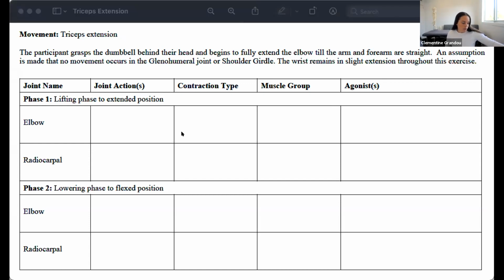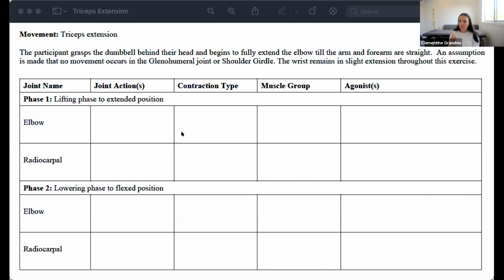With this, the elbow has been quite simple. It's the radiocarpal joint that's a little bit confusing. So let's first have a look at the little blurb. The participant grasps the dumbbell behind their head and begins to fully extend the elbow until the arm and the forearm are straight. An assumption is made that no movement occurs at the glenohumeral joint or the shoulder girdle, and the wrist remains in slight extension throughout this exercise.